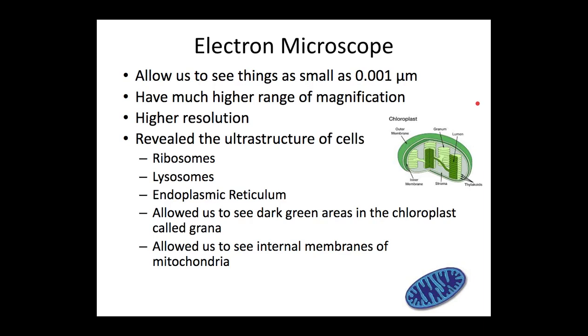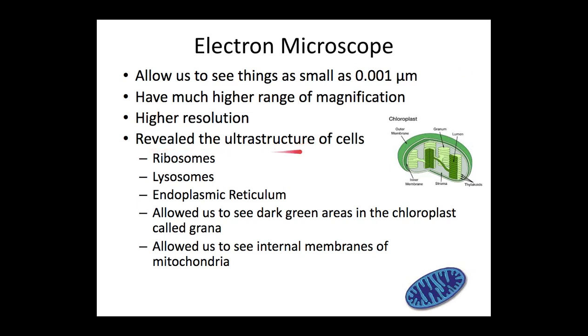So before going into prokaryotic cells, it's very important to discuss and offer an introduction to a certain tool that we use called electron microscopes in biology. And electron microscopes are very important and essential in biology as they allow us to see things as small as 0.001 micrometers. And they also have a much higher range of magnification and higher resolution in terms of actually magnifying and increasing the quality of certain images when looked under the microscope. So they're a very important tool in higher level biology.